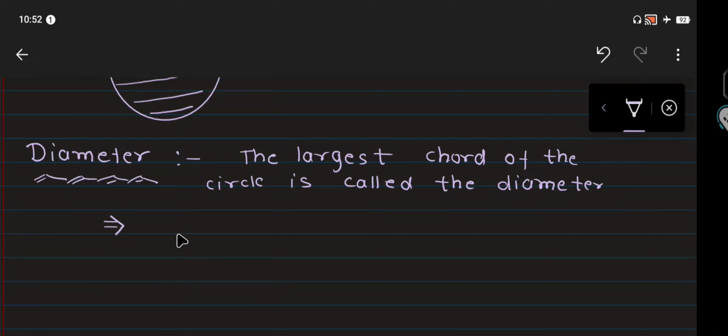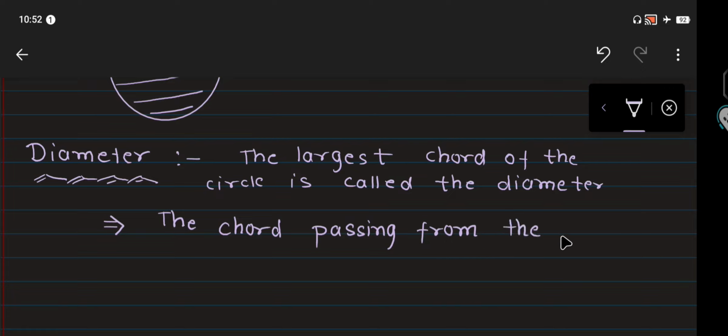Now you can say it another way. The chord passing from the center is called diameter.